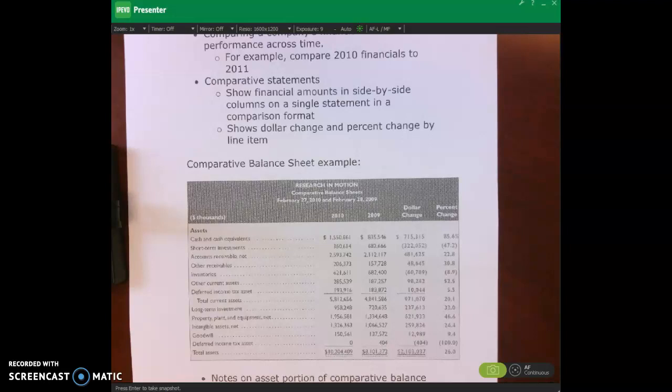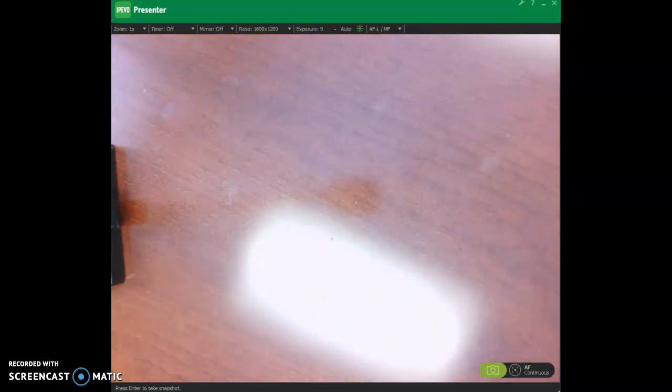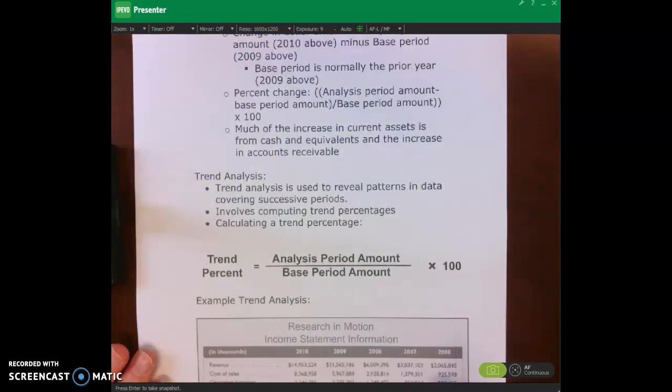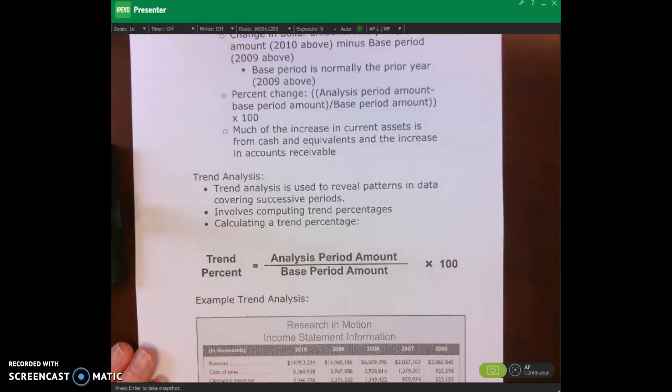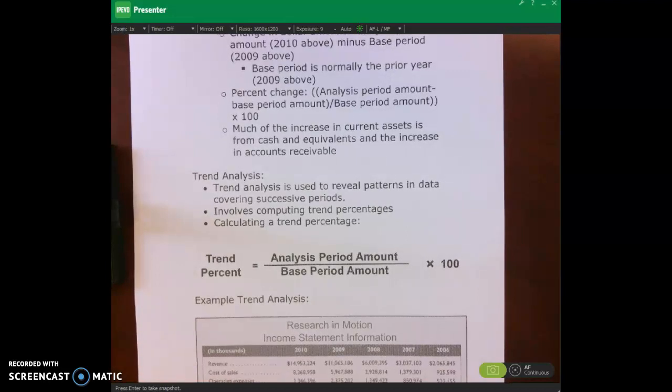Okay? The other thing that we could do in terms of horizontal analysis is conduct a trend analysis. So if we look over here on this next page, you can conduct a trend analysis. And again, horizontal analysis can be done for the balance sheet, or it could be done for the income statement as well. It doesn't have to be just the balance sheet. The example I was just showing you was for the balance sheet. Now I'm going to show you an example of trend analysis using the income statement.